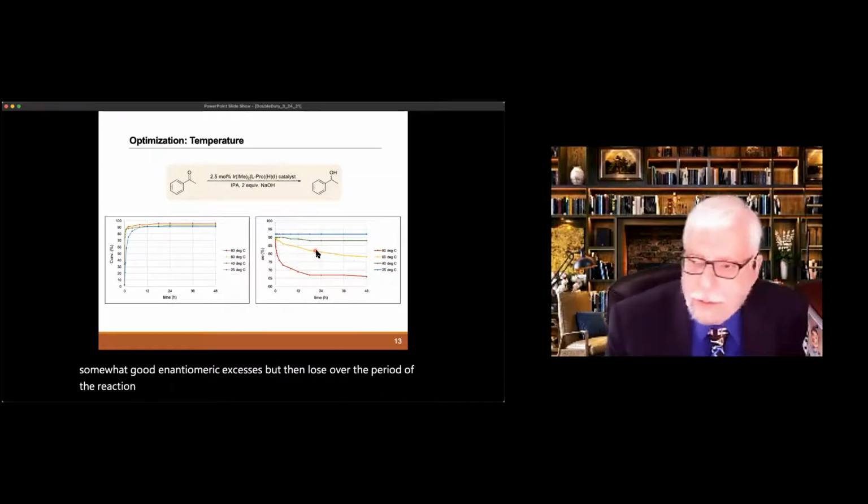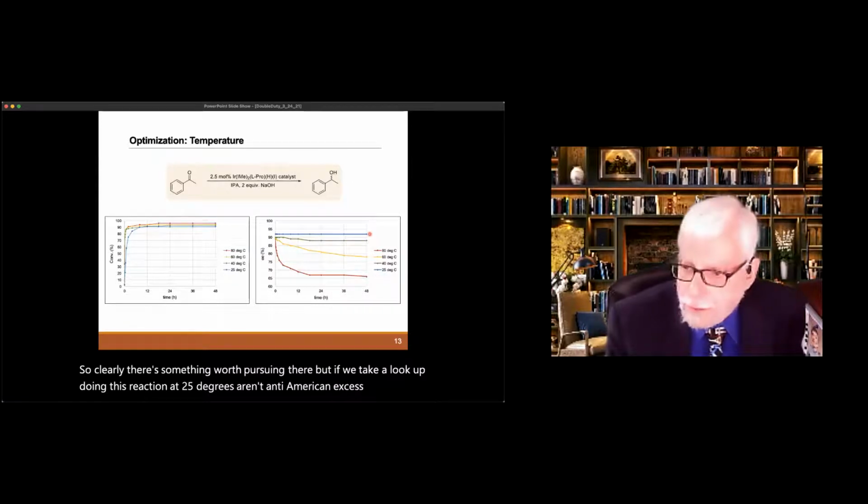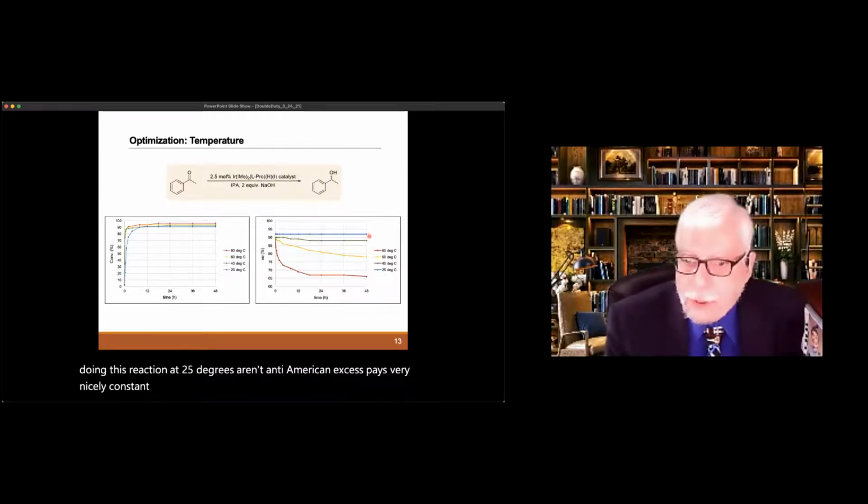We need to study this because in some respects, it doesn't make a lot of sense from what we know. So clearly there's something worth pursuing there. But if we take a look at doing this reaction at 25 degrees, our enantiomeric excess stays very nicely constant during the time of the reaction.